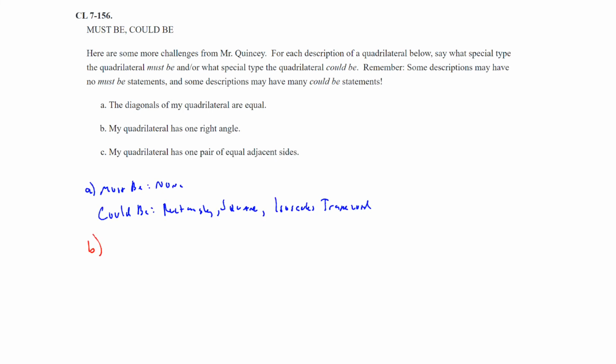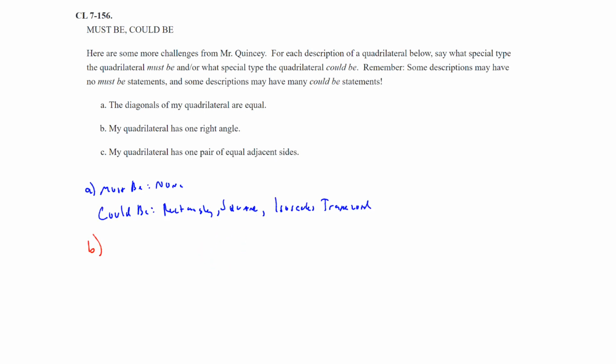B, my quadrilateral has one right angle. One right angle. So think about that. Once again, you might go to a rectangle first, but then it could also be a square. Could also be a trapezoid if it's a right trapezoid. But then the other problem we did the other day, or in class, if you remember, we had a right angle, one right angle, and it wasn't any special quadrilateral. So can you have one right angle and then just have any random shape there? And the answer to that is yes. So just because you have one right angle doesn't mean you have any special type of quadrilateral.